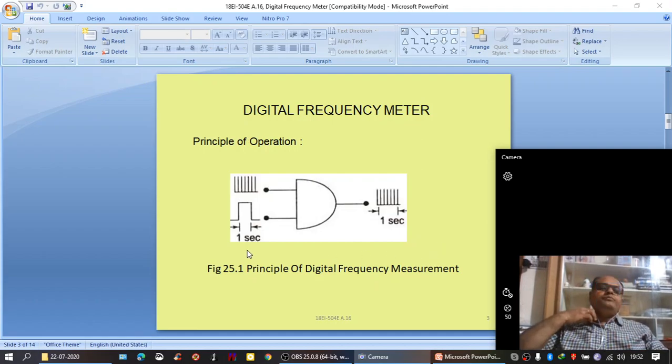Similarly, if the gating pulse duration is 1 millisecond, in that case, N number of pulses in 1 millisecond. So in 1 second, N by 1000. That would be the frequency.